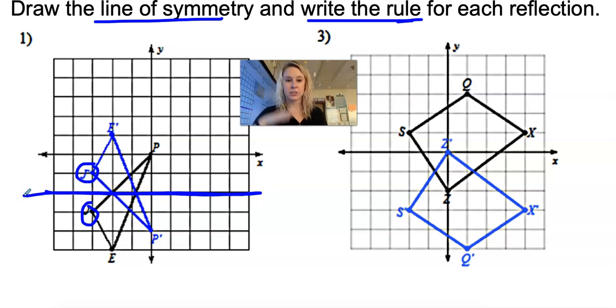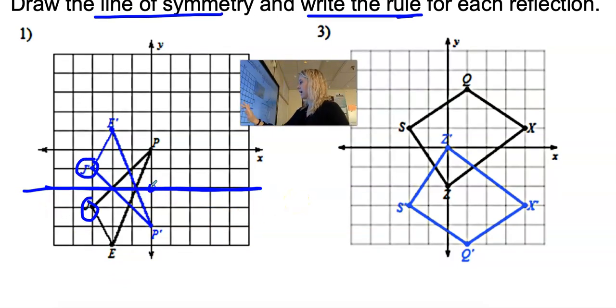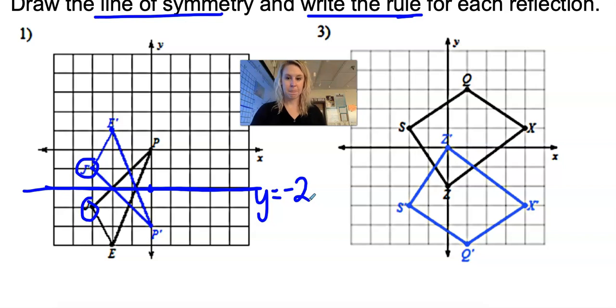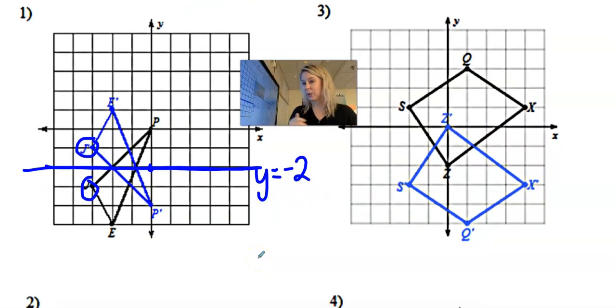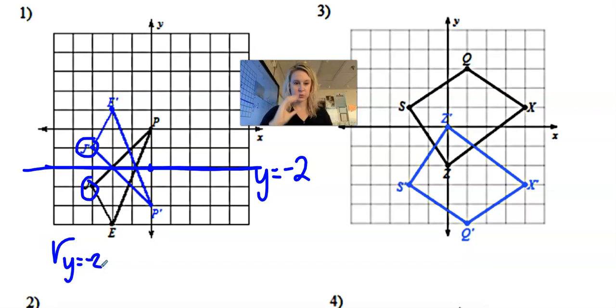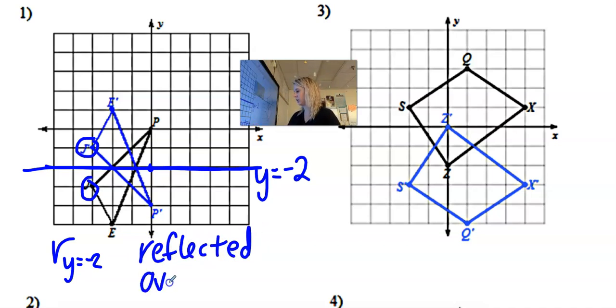You first have to ask yourself, is it flipping up and down? If so, you're going to draw a horizontal line. Is it flipping left to right? Then you will draw a vertical line. So this is a line of reflection. It hits the y-axis at negative 2. Some options: the shortest way is to do a little r and then put y equals negative 2 below it. So it was reflected over the line y equals negative 2. You can also write out "reflected over y equals negative 2." Totally up to you. I think the little r is definitely faster.